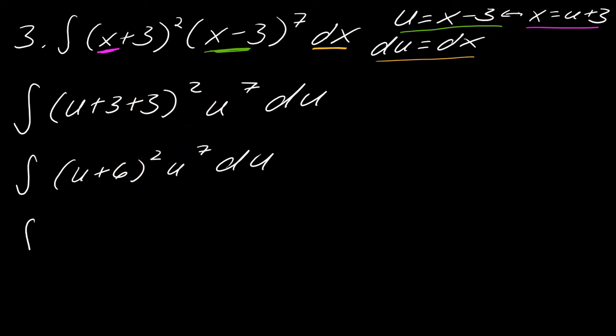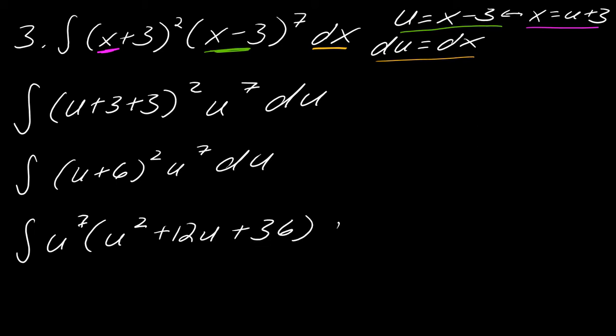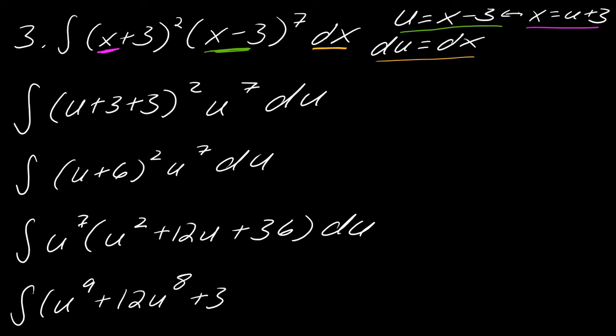So I'm going to bring this u to the 7th in the front. I'll go ahead and multiply this stuff out. So here's what I'm left with. And now if I distribute that u to the 7th, this becomes u to the 9th plus 12u to the 8th plus 36u to the 7th.